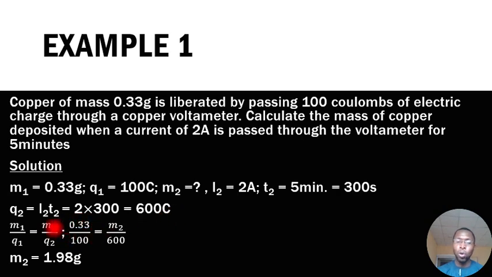So to determine that, we use this formula: M1 over Q1 equals M2 over Q2. And we know our M1 is 0.33, so we substitute it. So we have 0.33 over Q1, which is 100, equals M2, which is what we are looking for, the unknown, over Q2, which is 600. And when you simplify this, our M2 will be 1.98 grams. Very straightforward, right? Now let's go on to another example.